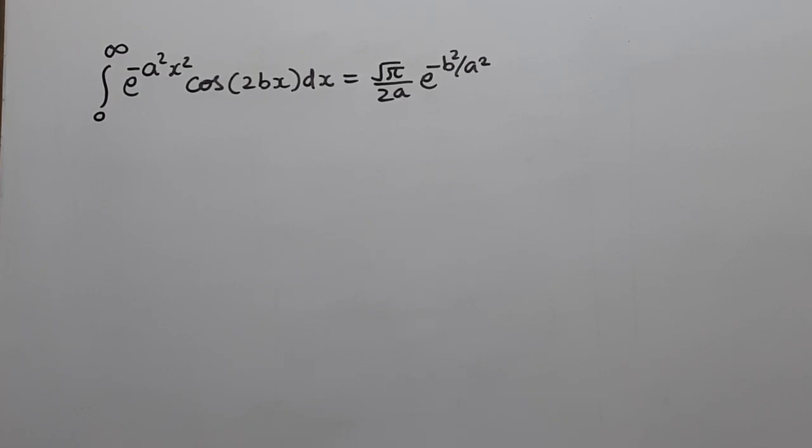Hello friends, here we have to prove that the value of this definite integral e to the power minus a square x square cos 2bx between the limit 0 to infinity is root pi upon 2a e to the power minus b square upon a square.